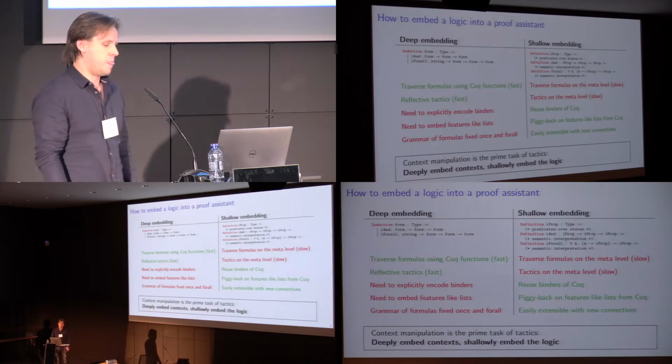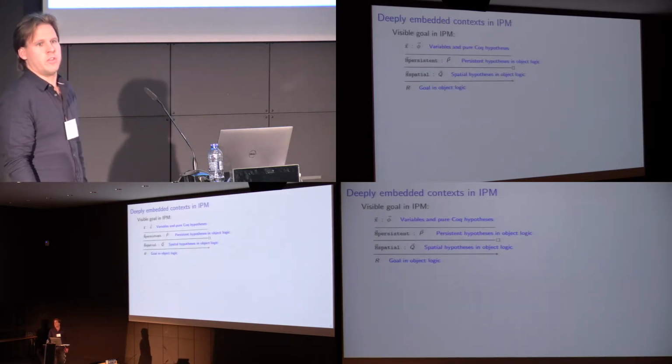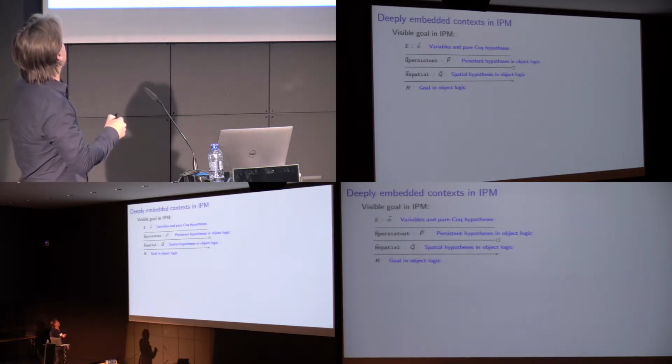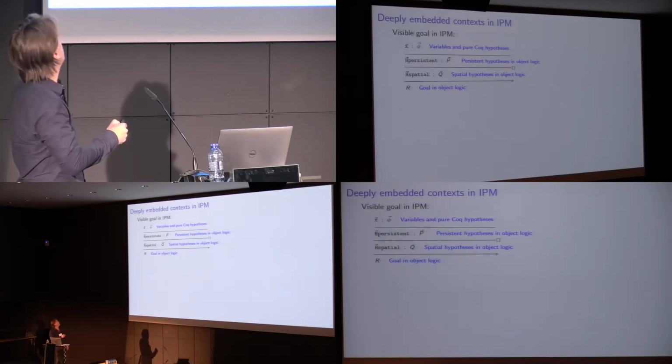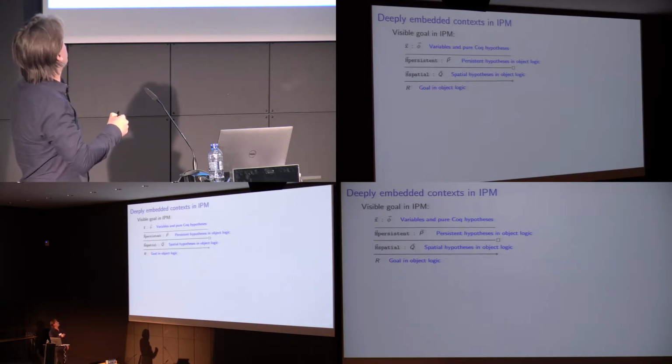So, as I showed you in one of the early slides, this is how a goal looks like in IPM. This part here is just the Coq context in which we have all the variables and pure Coq hypotheses. Below that, we have actually two contexts. I only showed you one. One is the persistent context, and the other is the spatial context.